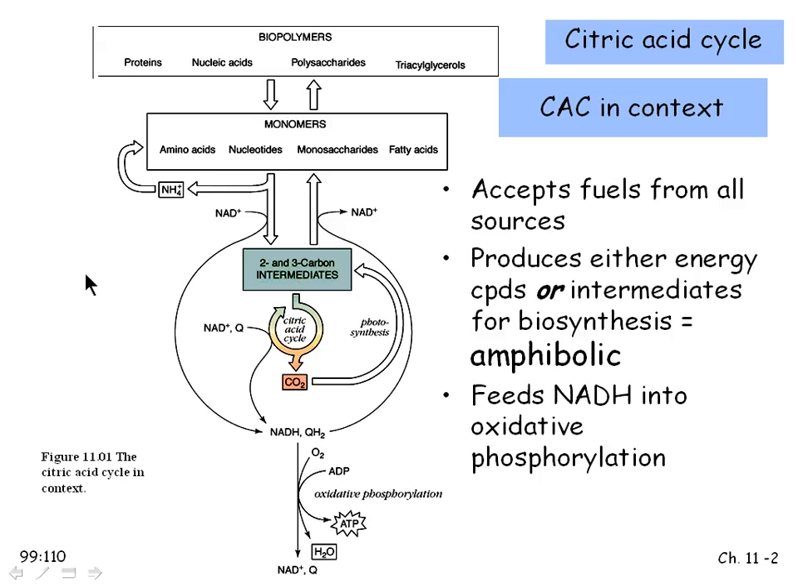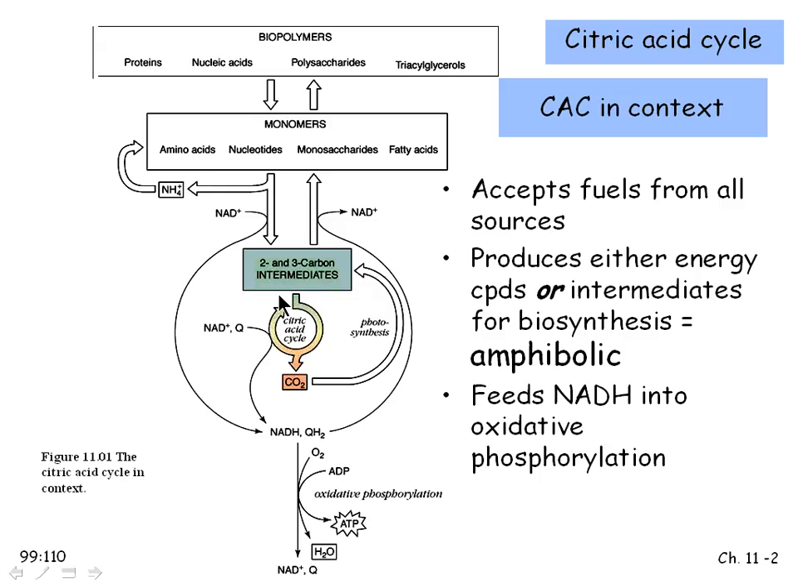So to set the context for this, you've seen this figure before about how biopolymers get made into monomers. Monomers get broken down into 2 and 3 carbon fragments. So far, the 2 and 3 carbon fragments that we've seen have come to us through glycolysis, where pyruvate is a 3 carbon intermediate. And we're going to see how you get pyruvate into the citric acid cycle.